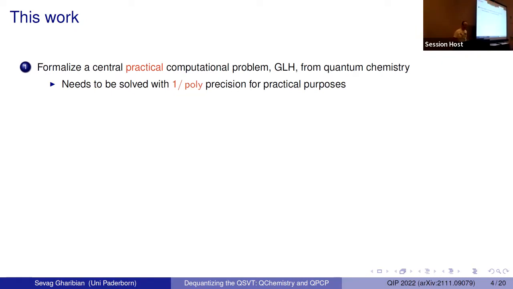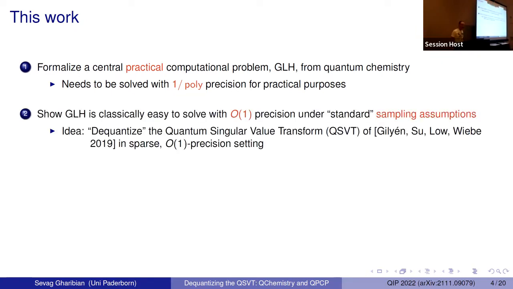So this is the first thing we'll do: define this problem GLH. And then we'll show a positive result, which is that if we're willing to be sloppy, meaning I'm not going to solve it to within that 1/poly accuracy, but just constant precision, then classically you can solve this problem. If, and there's a big if, you get to add to your computational model these so-called sampling assumptions, which nowadays are becoming more or less standard in our field. The way we do this is via this so-called dequantization of the quantum singular value transform in the case of sparse matrices and constant precision.